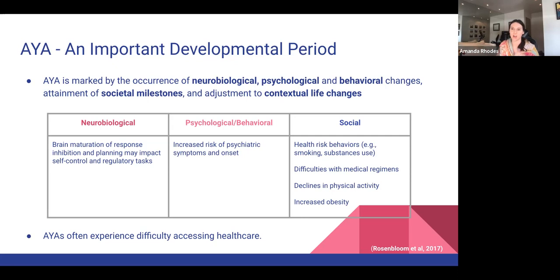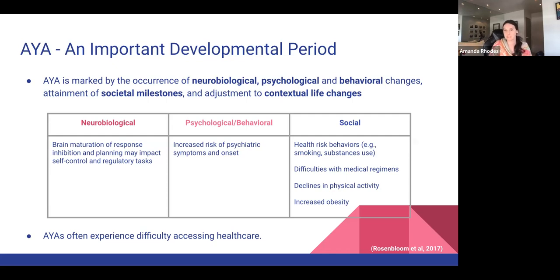So the young adult teenage brain goes through changes, white matter, gray matter, that all inverts at the same time, a perfect context for vulnerability. And so also this attainment of societal milestones is really important during our young adult population. And then these contextual life changes. What I mean by that is there are some health risk behaviors that they start to play around with, like smoking or substance use. That kind of occurs for the first time in the teenage young adult populations.